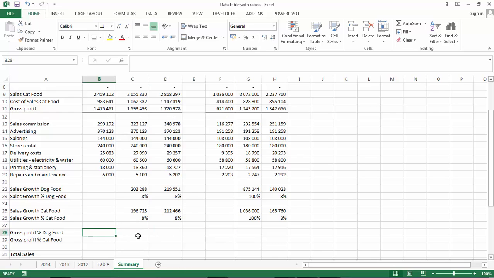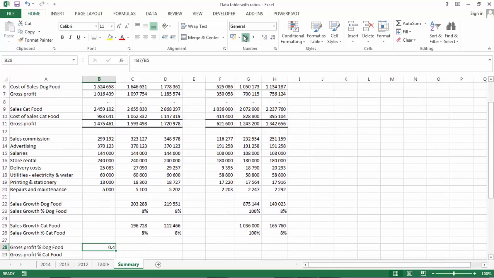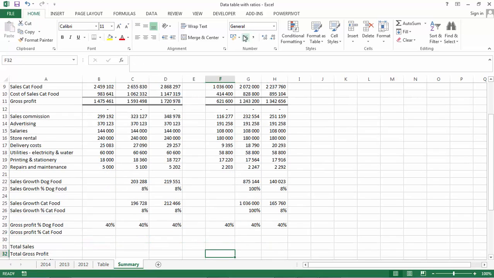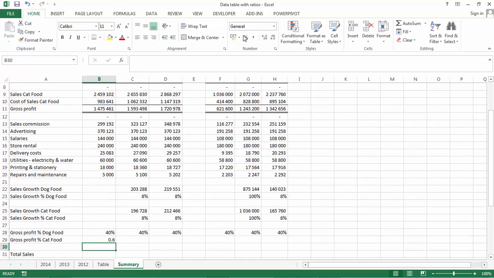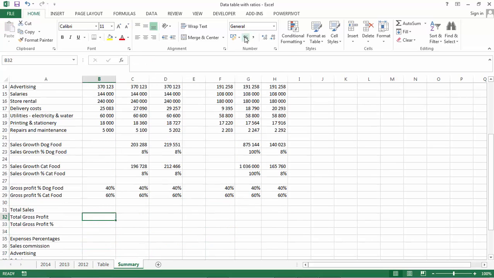Right, let's look at gross profit of dog food. So we take the gross profit divided by sales and change the format to percent. You can copy that across. And we see a 40% gross profit percentage in both branches. Cat food, same thing. Gross profit divided by sales. Change the format to percent. Copy that across. And we can see a pattern now of 40% in dog food, 60% in cat food.